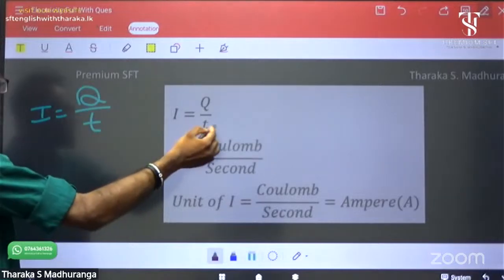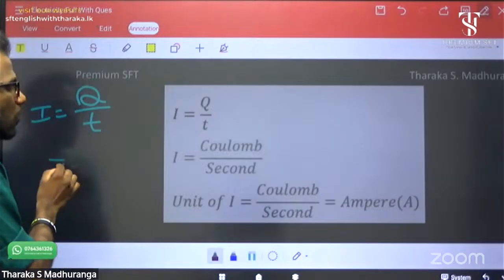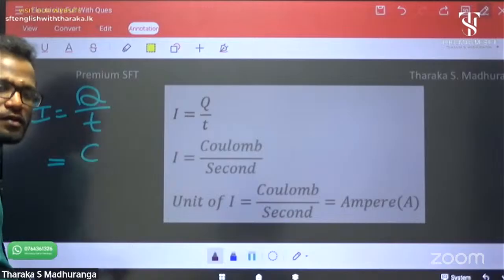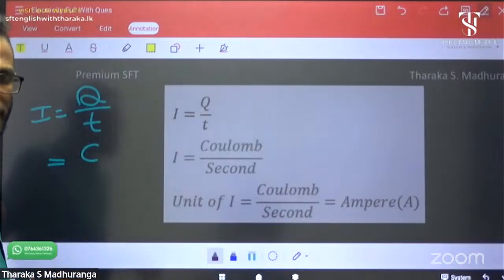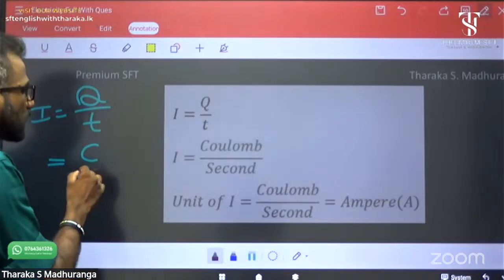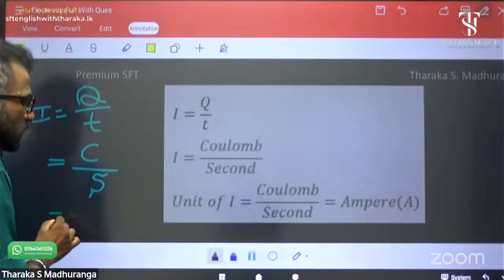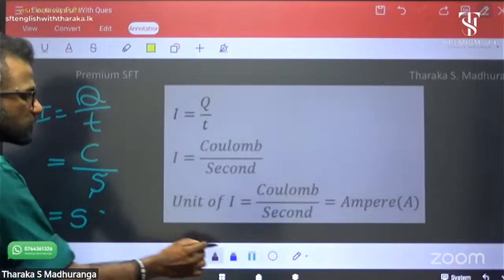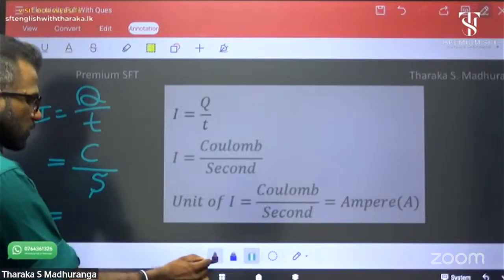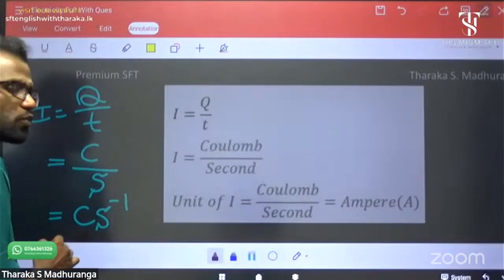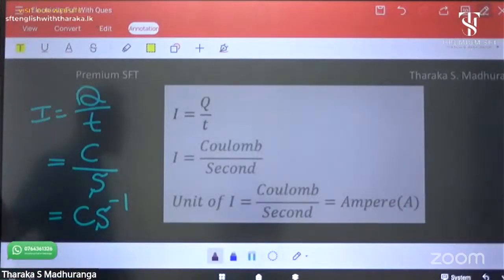The amount of charge, the unit is coulombs. Coulombs, simple C, is the unit of charge. Divide by time, standard unit seconds. Actually, coulombs per second is the unit. C s minus 1, coulombs per second is the unit.